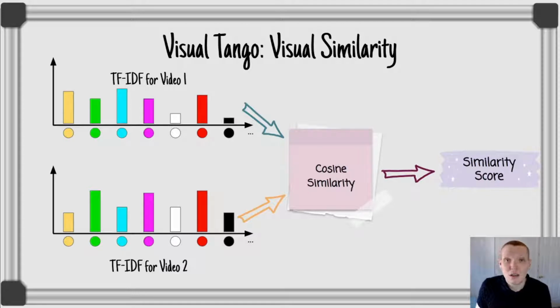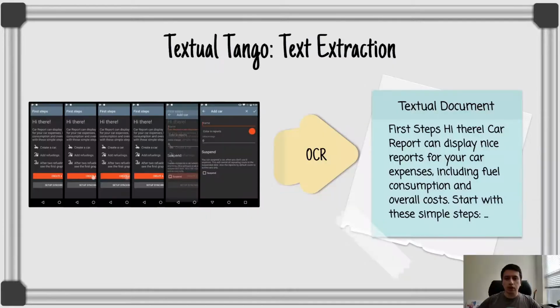And here's Oscar with the textual part of Tango. Textual Tango first uses optical character recognition, or OCR, to extract any text that appears in the screens depicted in the video. This text is used to create textual documents.